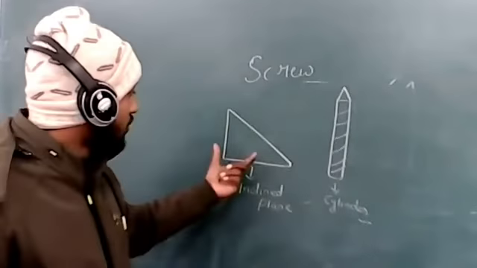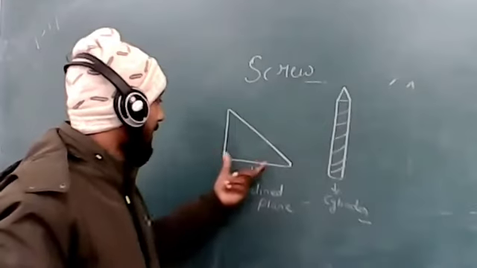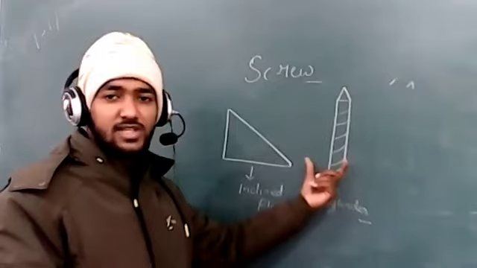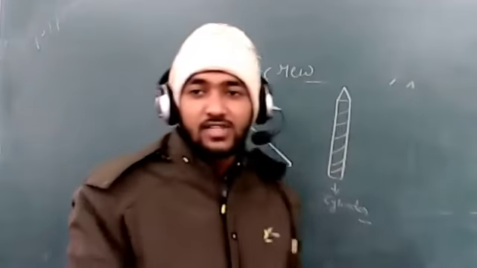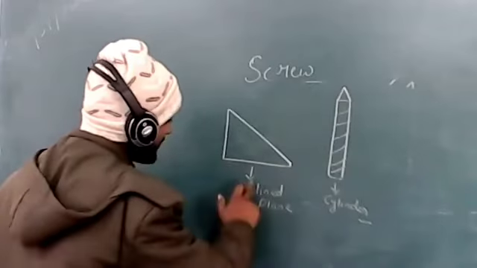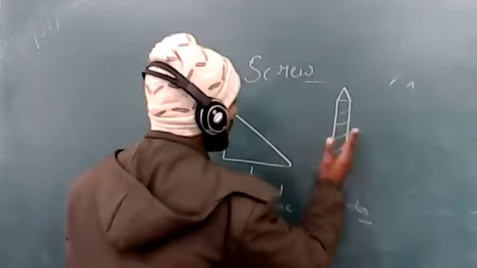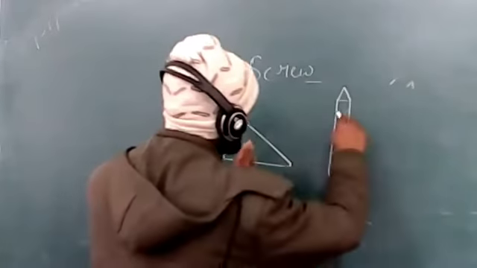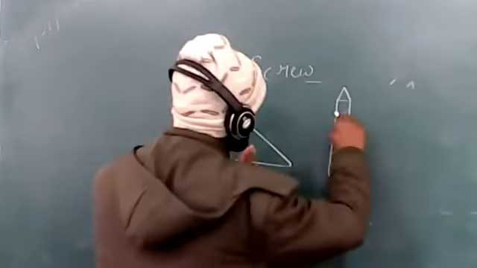You can take a piece of paper in this shape, a right angle triangle, and cylinder means just take your pen or pencil, which is cylindrical in shape. You have to wrap this paper, inclined plane shape paper, on this pencil. So you will find that when you wrap this type of spiral, curve shape, it looks like a screw. So this is the meaning for the second and third line explanation.